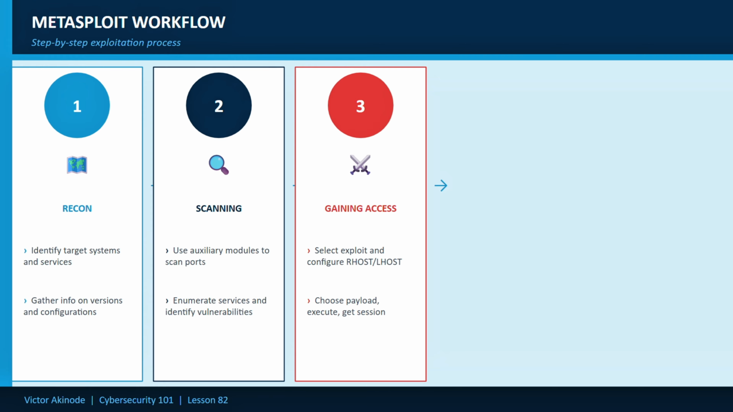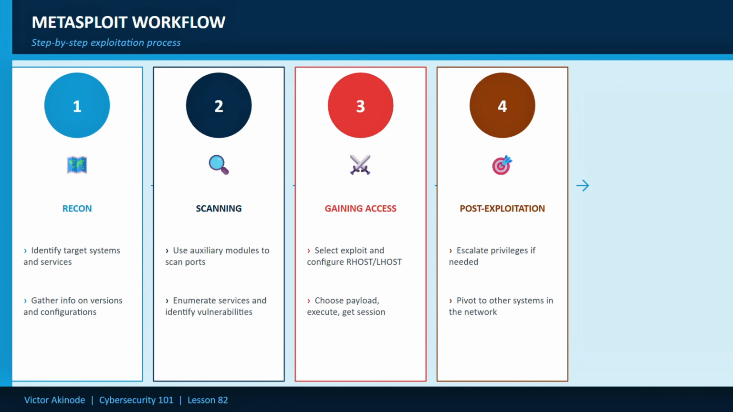Here, you select an appropriate exploit for the vulnerability you found, you choose a payload, usually Meterpreter, you configure the required options like RHOST to the target IP, LHOST to your IP, and LPORT to your listening port. Then you execute the exploit. Step 4 is post-exploitation, and this means once you have access, you can escalate privileges if needed. You maintain access by creating persistent mechanisms, and you pivot to other systems on the network.